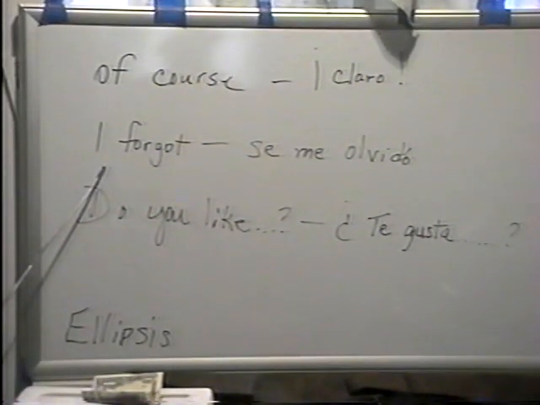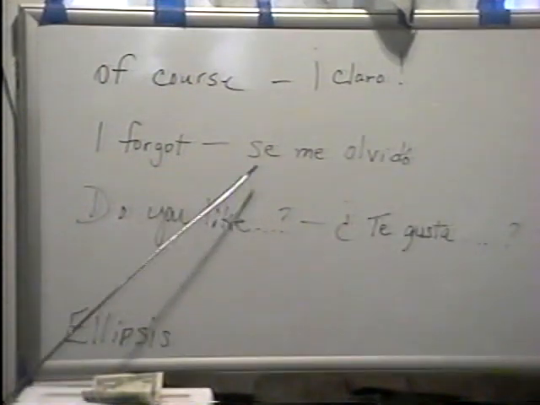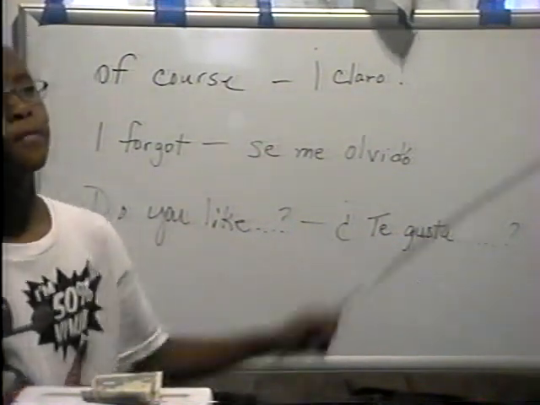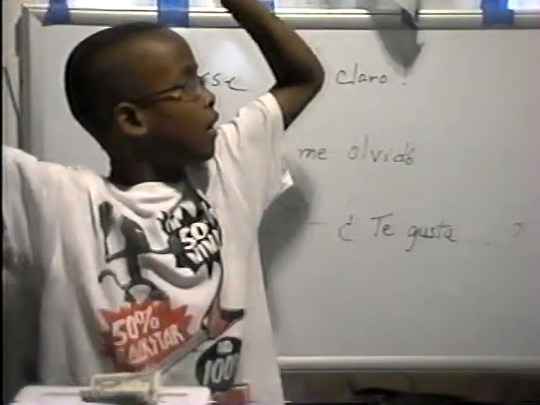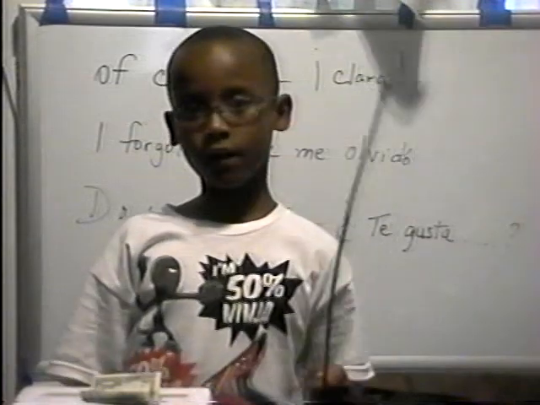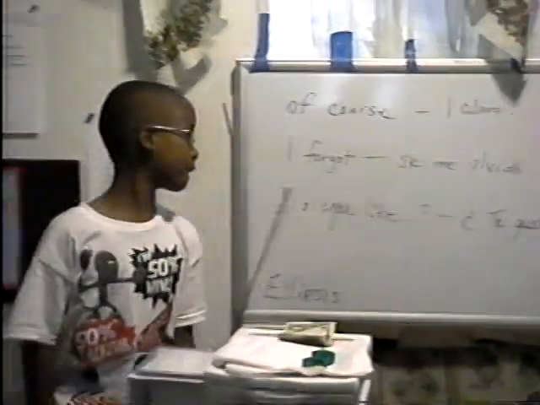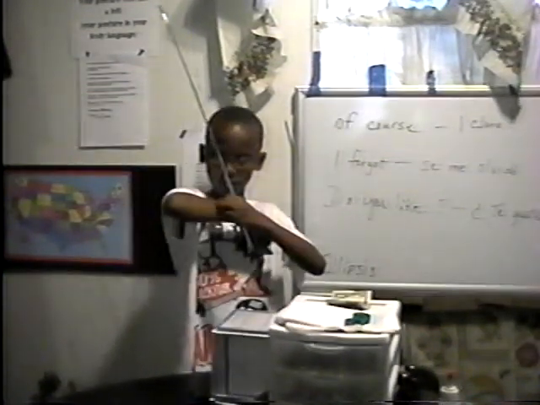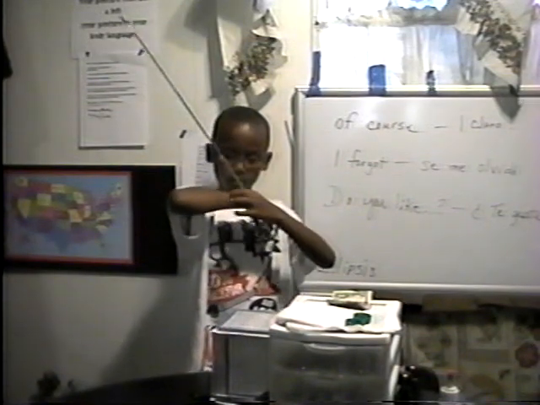Next we have I forgot. Se me olvidó. And next we have do you like? Te gusta. Do you like what? What can you put in there where those ellipses are? Look up here on your board. Do you like what? Papas fritas. What are papas fritas? French fries. Do you like French fries? I would answer: Me gustan las papas fritas. That's yes, I like French fries. Very good, Zarian. Thank you very much.